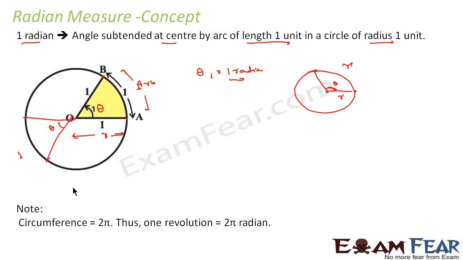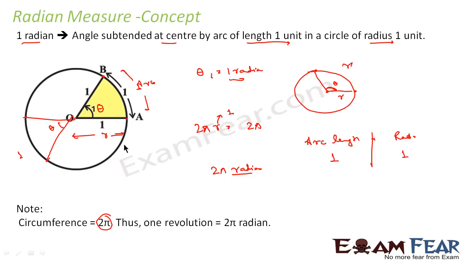Here are some points to be noted. The circumference of the circle is 2 pi r, and r is equal to 1 here, so this becomes 2 pi. That means 1 revolution is equal to 2 pi radian, correct? This is why: for arc length and radian, if the arc length is equal to 1, the radian is equal to 1, because when the arc length is 1, what you get is 1 radian.